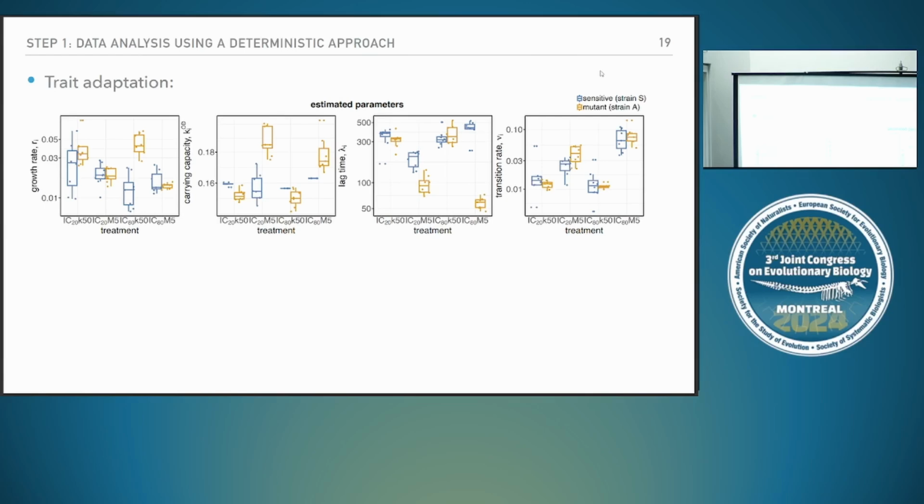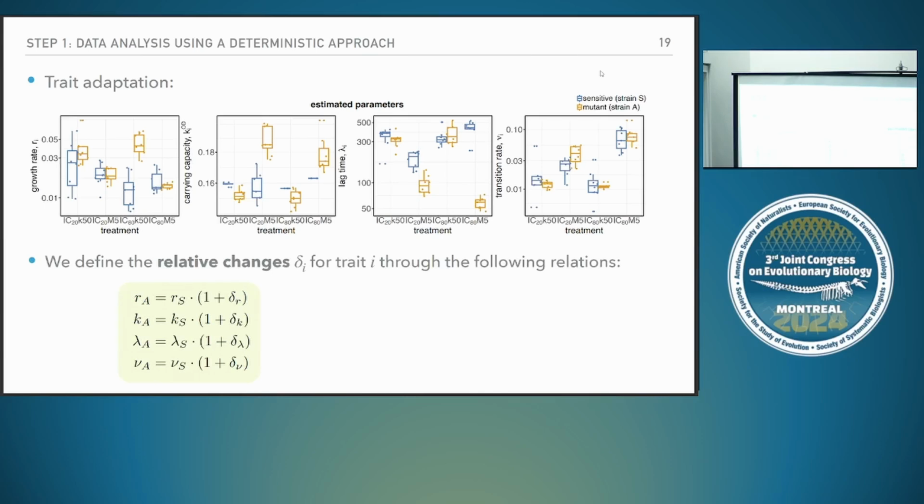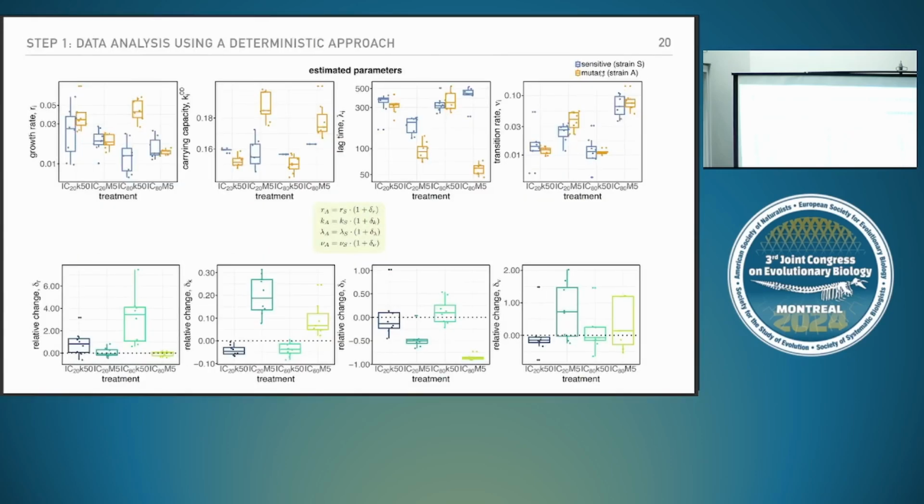Now to visualize this better, I'm going to define the following quantities called relative changes, delta I. These are the expressions I'm going to use, and the idea is very simple. If this delta I for trait I is positive, it means that the trait increases in the mutant population, and if it's negative, it decreases in the mutant population, compared to the sensitive population. Now we replot this data in terms of these quantities, and this is what we obtain here in these lower panels. The dashed lines represent the 0 values, just to see when these are positive or negative.